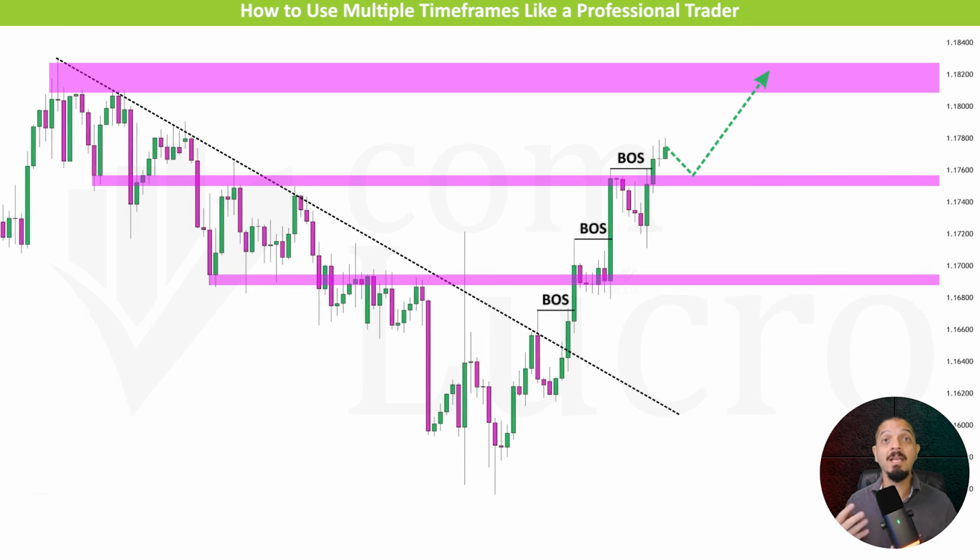This means that if we take a long position, our higher time frame target would be that upper resistance zone. For now, there is still enough room for price to move before reaching it. With all of this in mind, the higher time frame analysis aligns perfectly with what we saw on the lower time frame. So, let's switch back to the 1-hour chart.